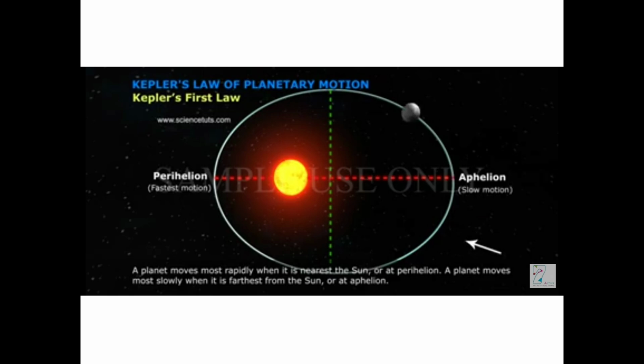A planet moves rapidly when it is nearest to the Sun. This point is called perihelion, as we already saw, and perihelion is the fastest motion. Aphelion is the slow motion, where the planet moves most slowly when it is farthest from the Sun.